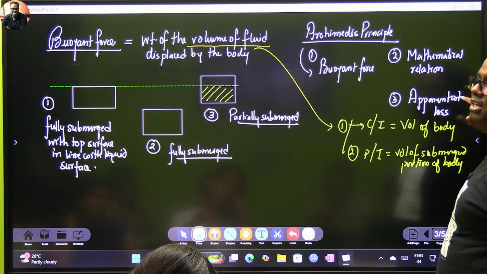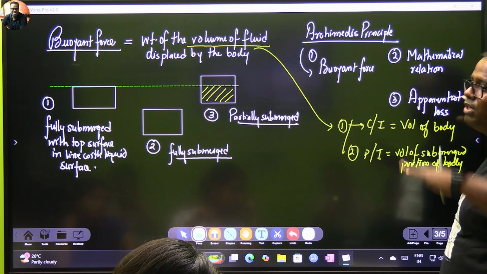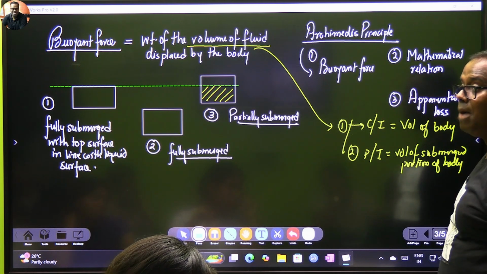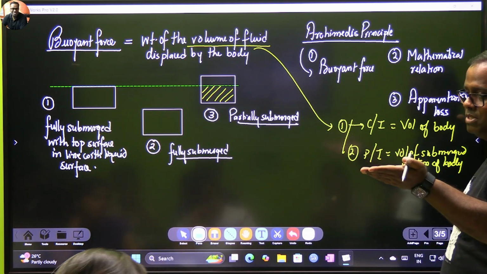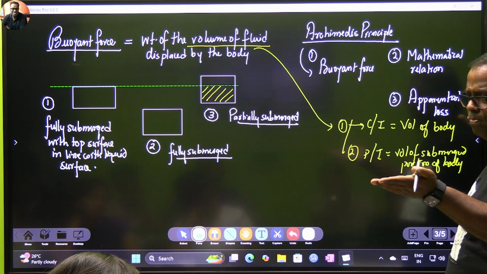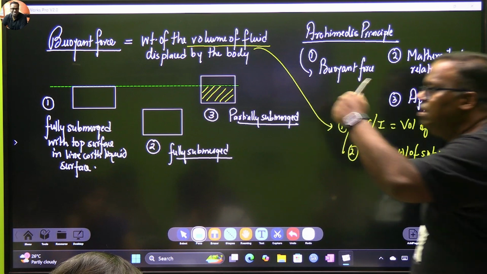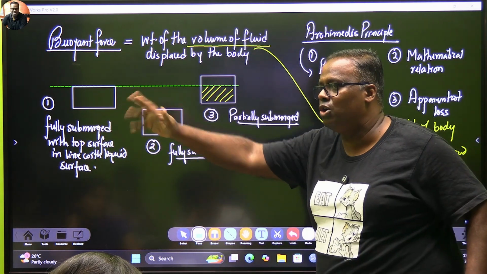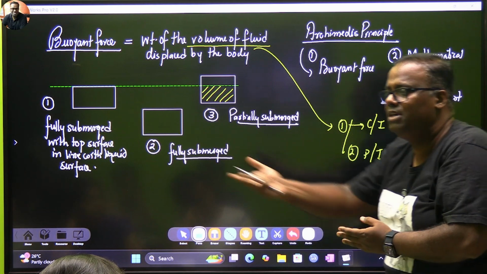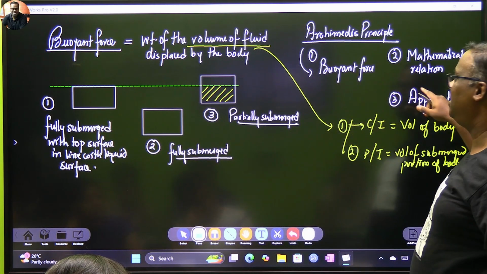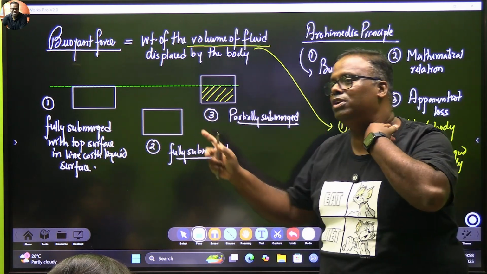Apparent weight is the apparent loss of weight when a body is submerged. That apparent loss is felt when buoyant force starts acting in the opposite direction. Yes or no? You try to run very fast and you're going in this direction. Your progress is limited by somebody who pulls you back. So there is an apparent reduction in your speed. So the apparent weight loss is due to the buoyant force which is acting.